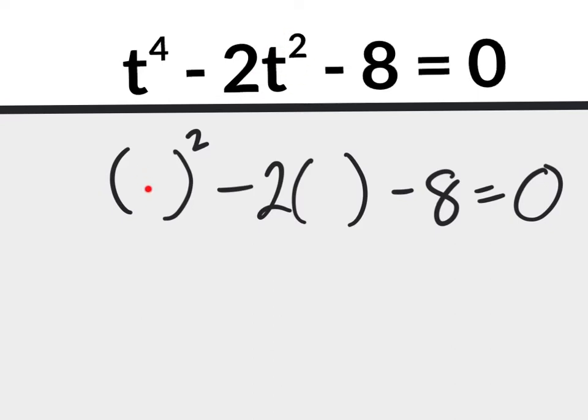And you think, what belongs inside this parenthesis? Well, that would be a t squared. So let's put a t squared right in there and a t squared over here. And now this does look like a quadratic.